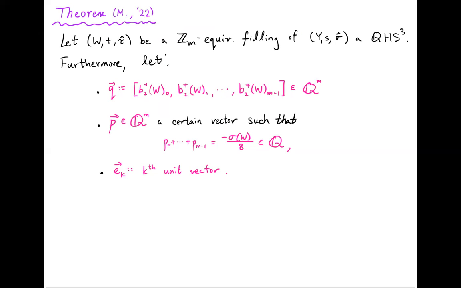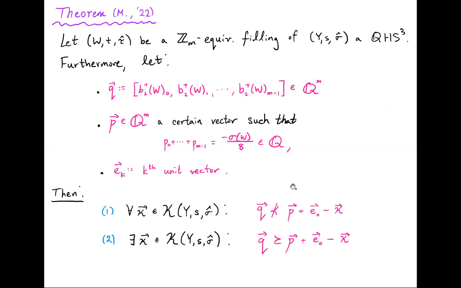And then P, I'm not going to define it. It's a certain vector such that if you add up all the components, you get minus the signature over 8. It's kind of like this equivariant decomposition of negative signature over 8, but we won't go into it. And let e_k be the k-th unit vector. Okay, sure. Then we get the following.